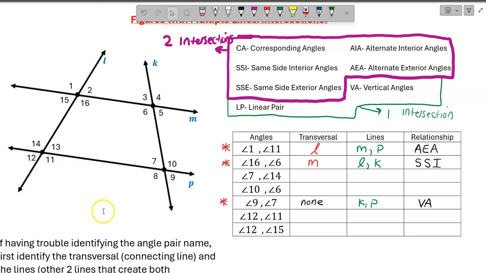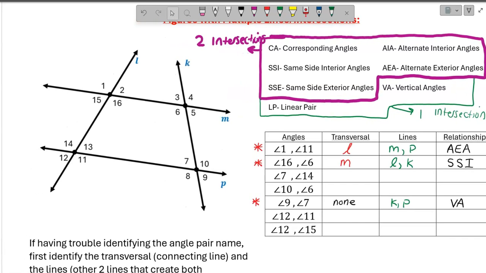All right, I will assume you have now paused and you have tried these out. So we're going to go through these. I'm going to move through these quick. Remember, you can always pause and rewind as we need to. So 7 and 14, let's highlight those first so they're in front of me. So here's 7, here's 14. The transversal that connects them is going to be line P. Okay, that's line P. And then the lines that make up 14 and 7 will be lines L and line K. So line L, line K.